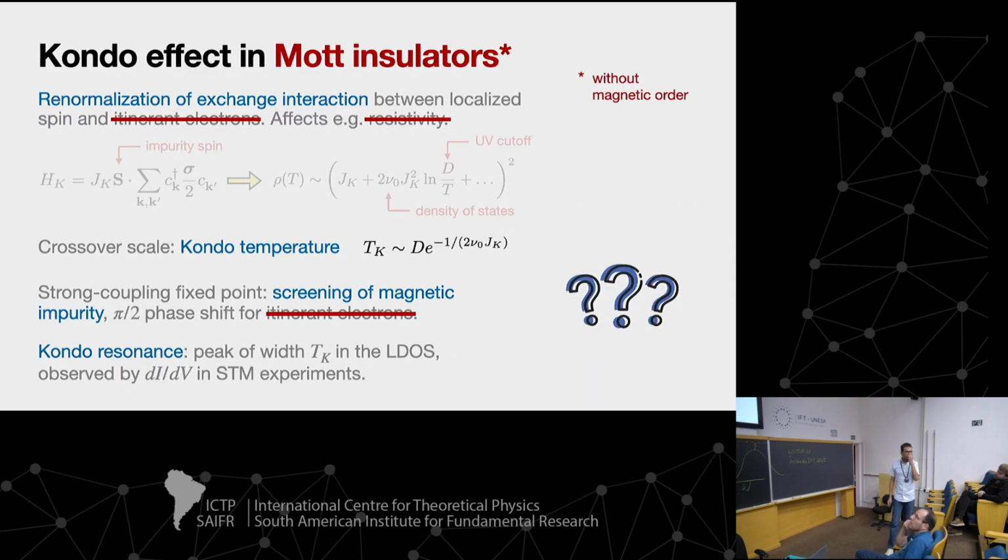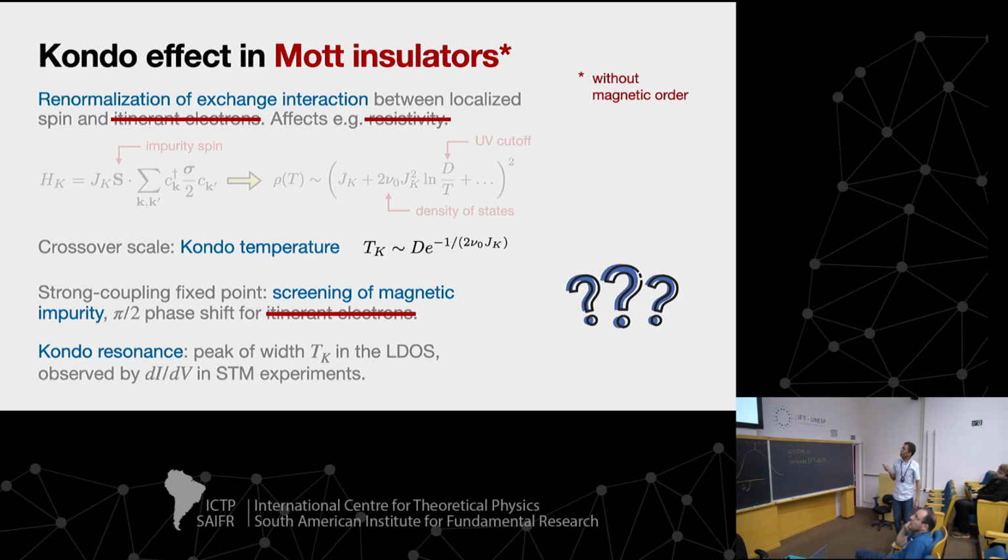So the game now is you can look at some of these keywords that I've highlighted and ask how many of these will survive if I trade my metal for a Mott insulator. Does this even make any sense? And particularly, we're going to talk about whether there is some version of the Kondo resonance that could be observed in a Mott insulator, and what can we learn in that case.